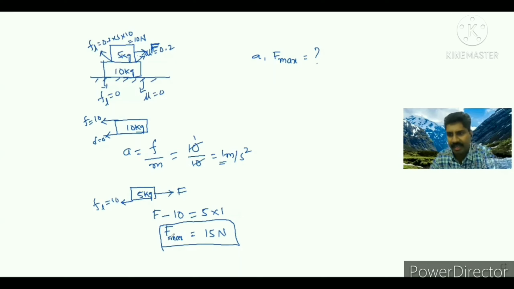We calculated F max, including the acceleration, when the force is applied on the bottom block and also on the top block. Next case we will see. I will take a force, and in that force we need to calculate the frictional force that develops between the blocks. So first I will take a force on the bottom block, the 10 kg block.